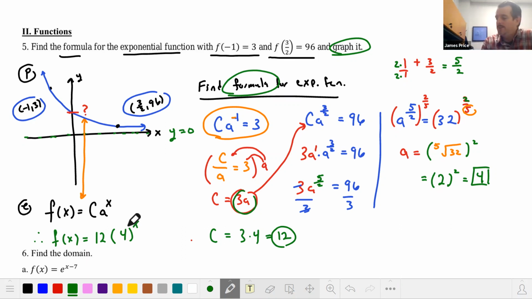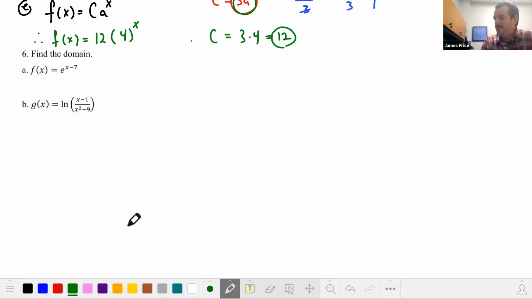Okay, let's go down to number 6. So number 6, we're going to find the domain of these new types of functions, the exponential function and logarithmic functions. Part A is kind of a trick question, but I mean, it's not meant to be a trick question, but the domain of exponential functions are everything.